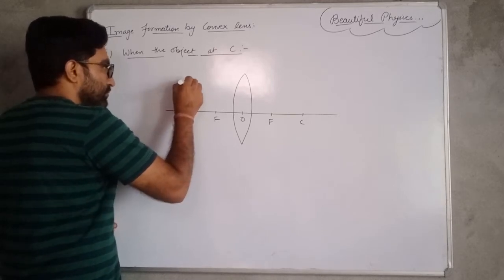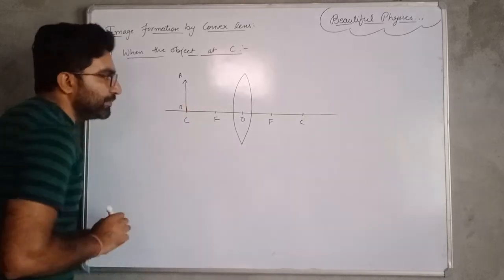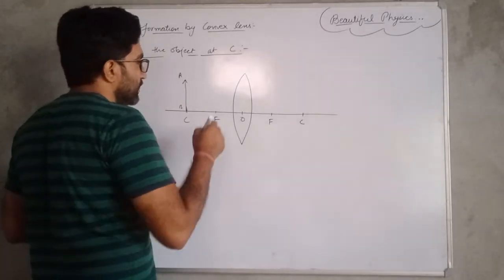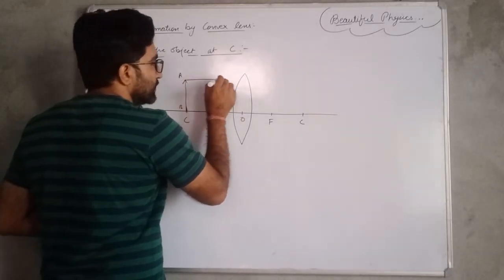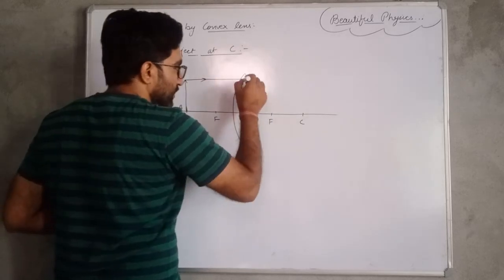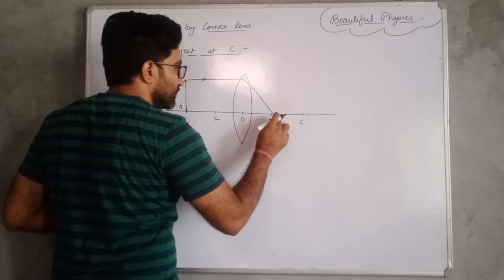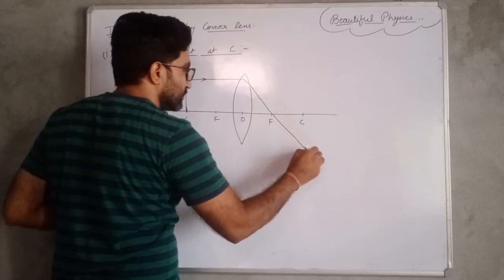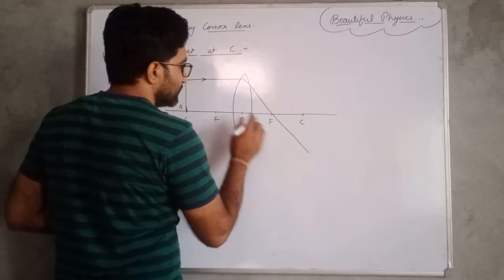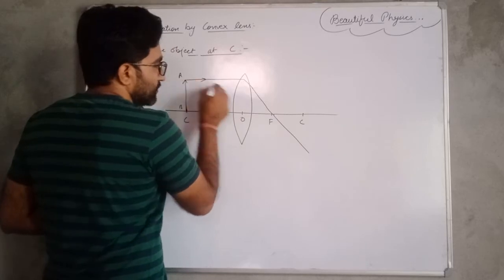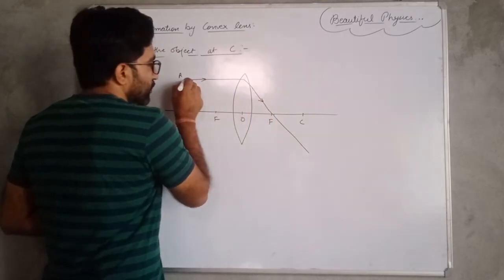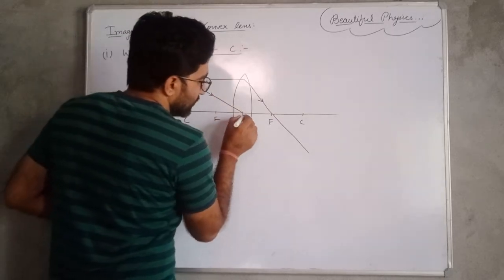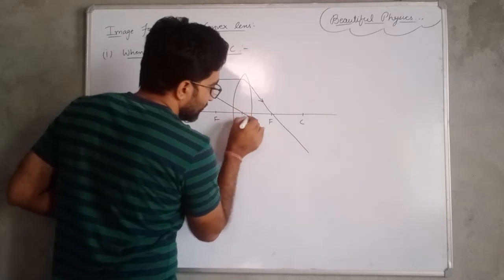See, this is our object AB. Again we have to draw in the same manner. First ray of light parallel to principal axis, and after refraction it will pass through the focus. Okay, and second ray of light, I am drawing it from the optical center, and the rays passing through the optical center go undeviated.